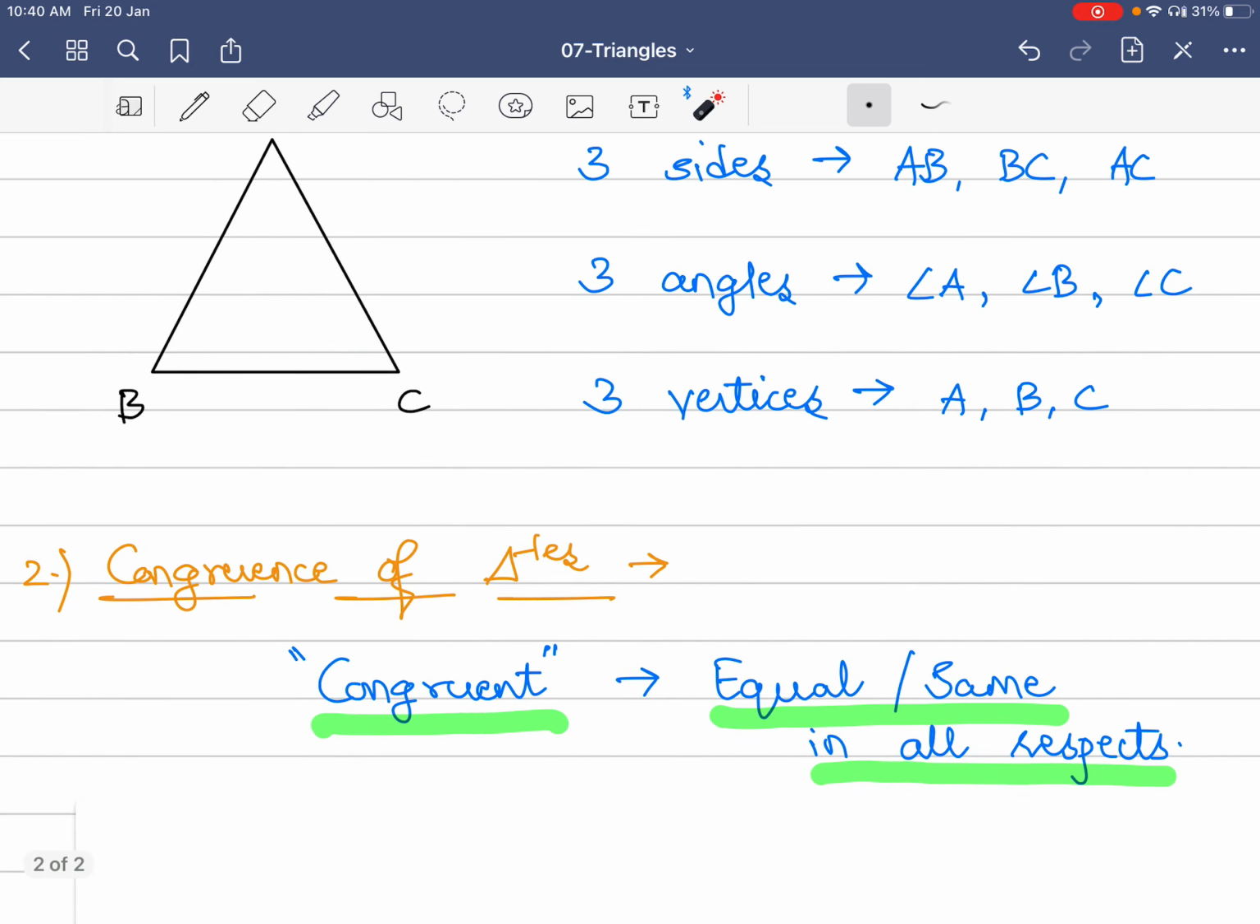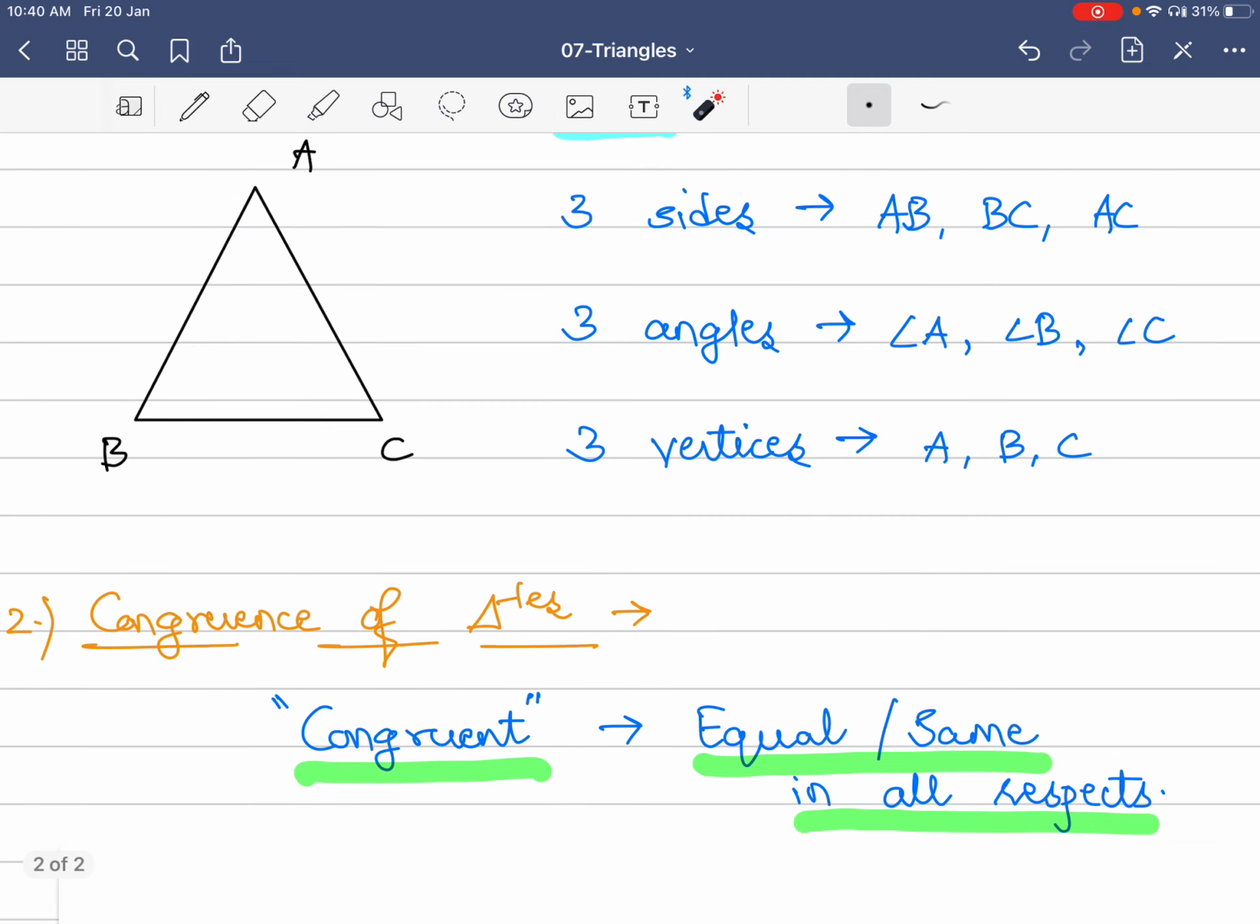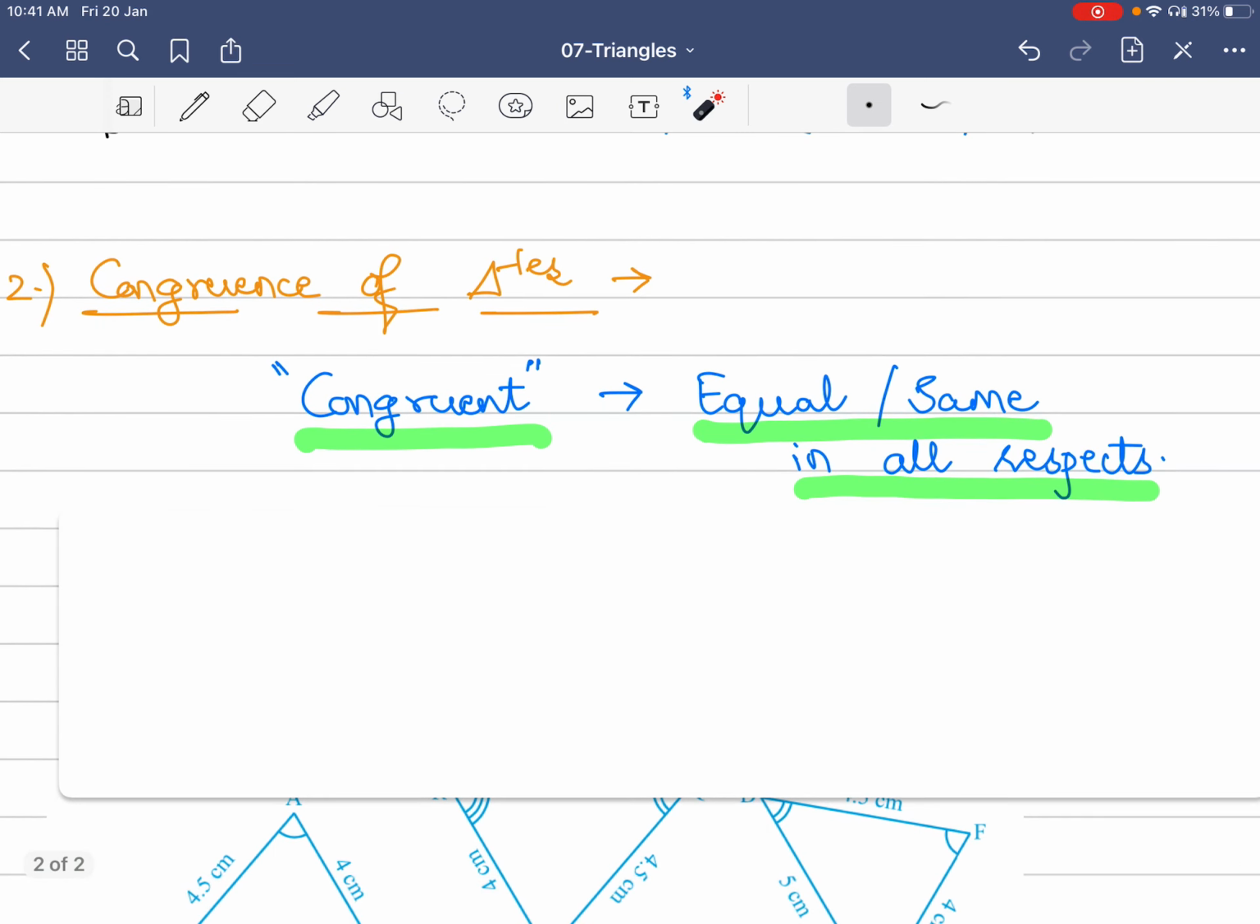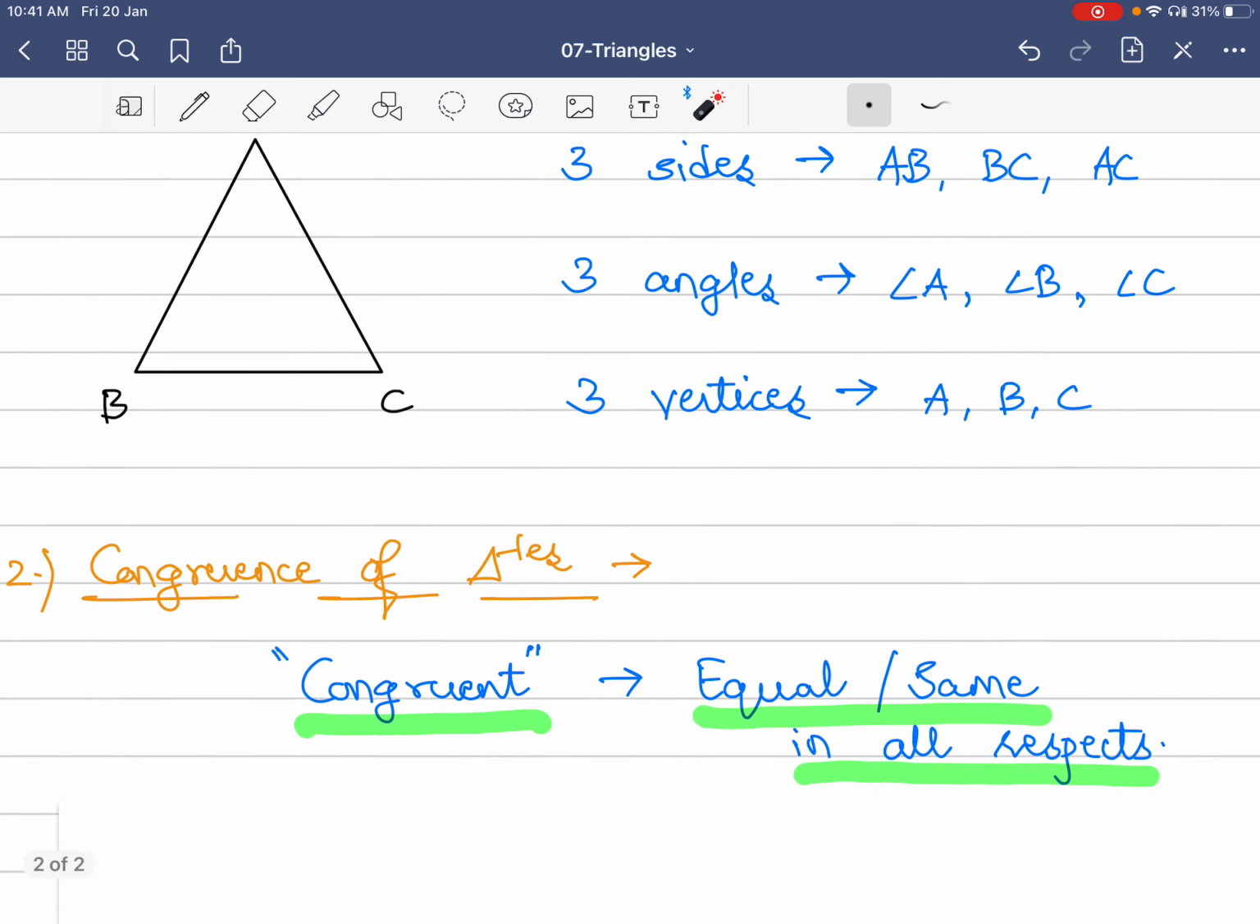Now specifically in the case of a triangle, as we have seen here, if you want to say two triangles are equal, they should be equal in all these aspects. What are these aspects? Sides, angles, and vertices. Okay. So congruence of triangles will involve equality or sameness in all these three respects: sides, angles, and vertices.